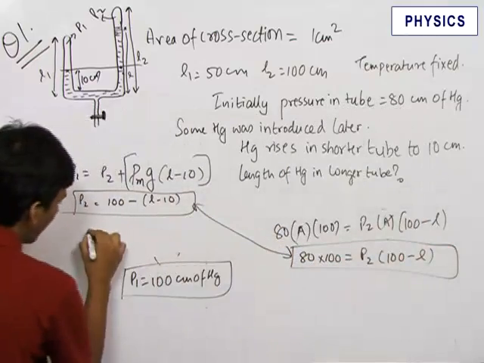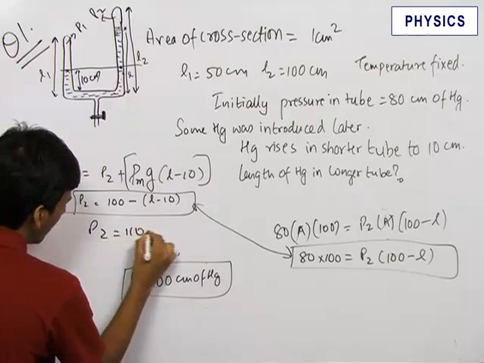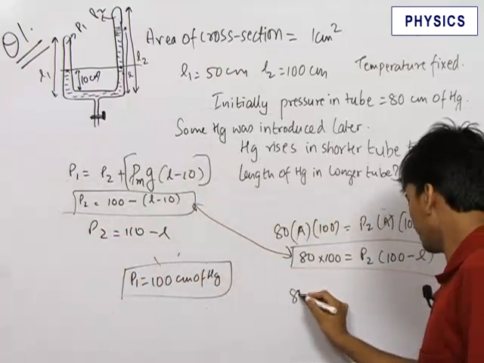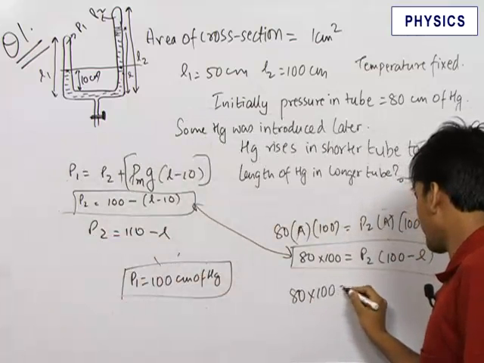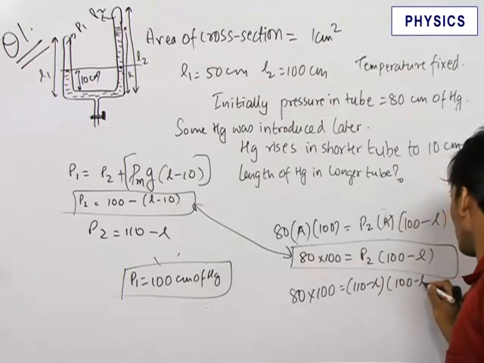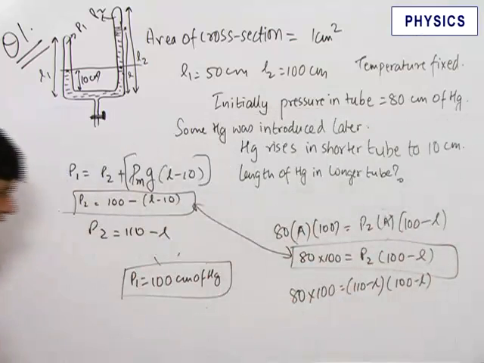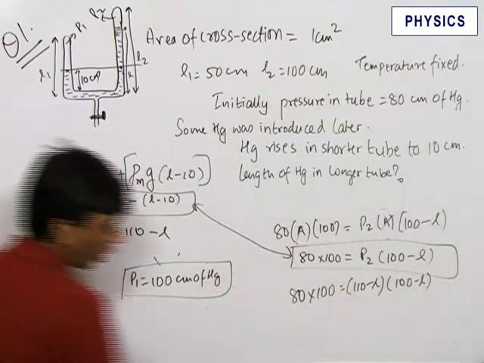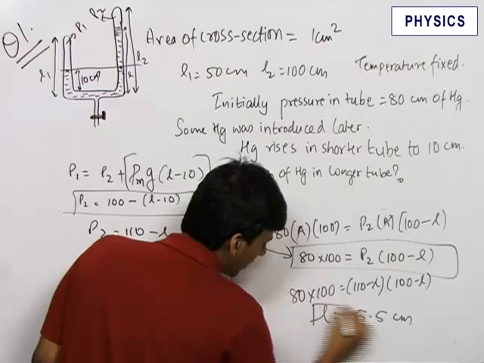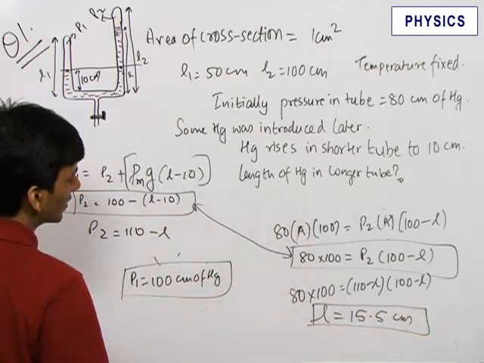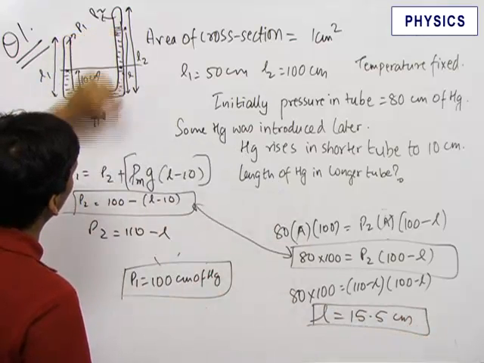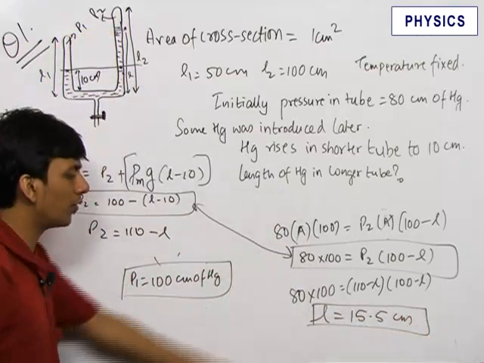On solving this, we get P2 = 110 minus L. On putting this value over here, we get 80 into 100 equal to (110 minus L) into (100 minus L). So we get a quadratic equation in L, which on solving gives L = 15.5 centimeters. So our final answer for the length to which the mercury column has risen in the second tube comes out to be 15.5 centimeters.